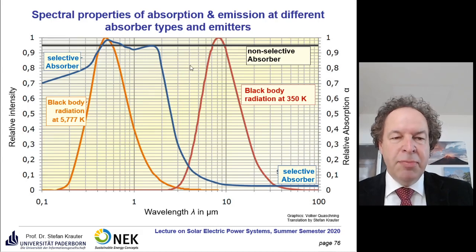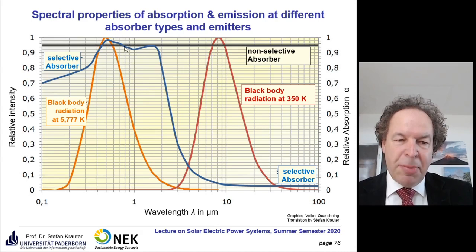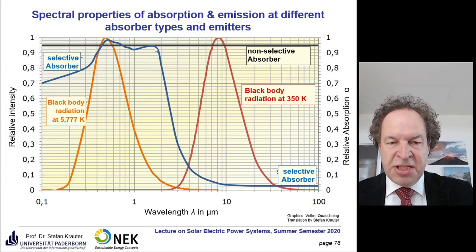So what can we do? We make a so-called selective absorber. That means it has pretty much the same properties in the visible range, where we can absorb all the sun radiance, which goes up to maybe 2 micrometers. And then it changes its properties. Then the absorption goes down, which also means that the emission goes down. So we have quite a low emission and low absorption.